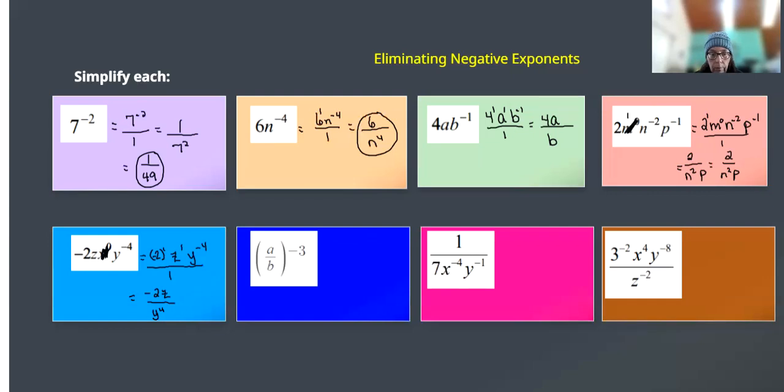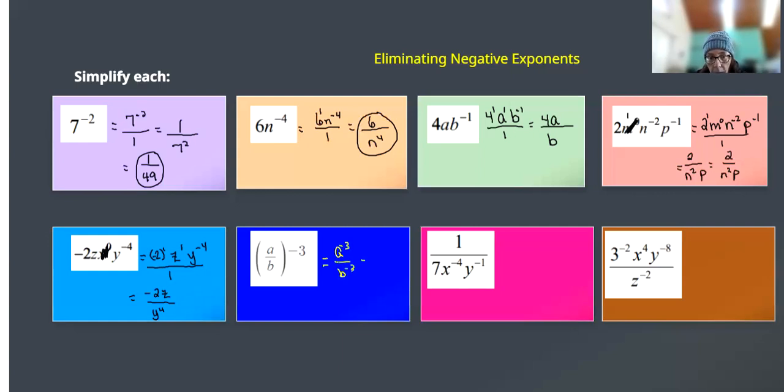All right, the next one. I'm going to find a different color here. Let's use yellow. You see how everything in the parentheses is to -3? That's the same thing as a to the -3 over b to the -3.